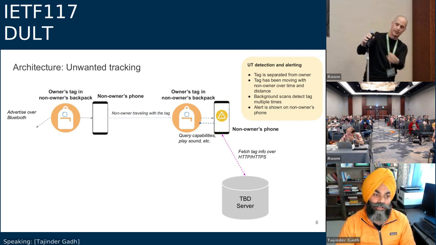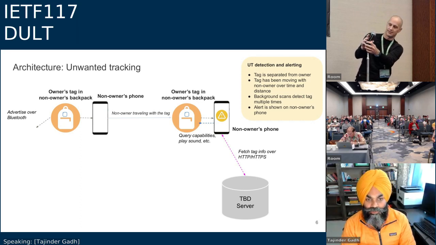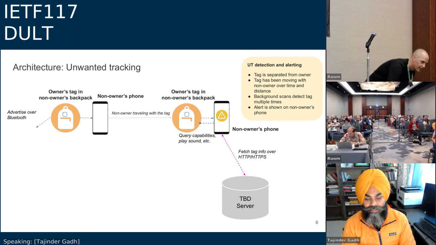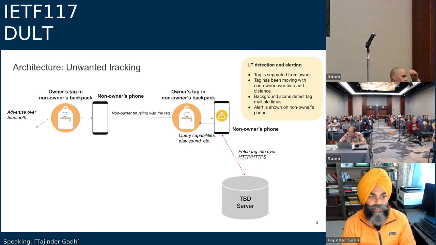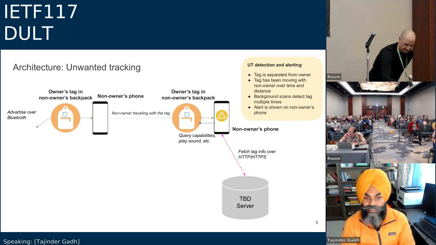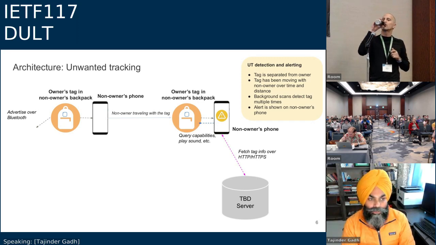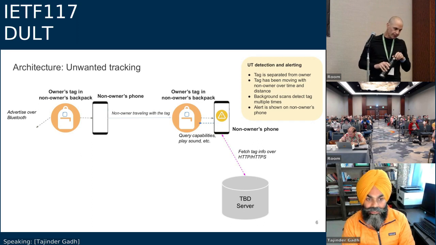So yeah, one of the most important aspects about tags and their usage is also to prevent unwanted tracking. And in this slide, we'll cover an overview architecture on how we detect the unwanted trackers and notify the users of potential tracking. As the non-owner travels with the tag, their phone is running background Bluetooth scans to identify any unknown accessories. The non-owner's phone keeps track of the MAC addresses of the trackers that have been seen in a separated state.